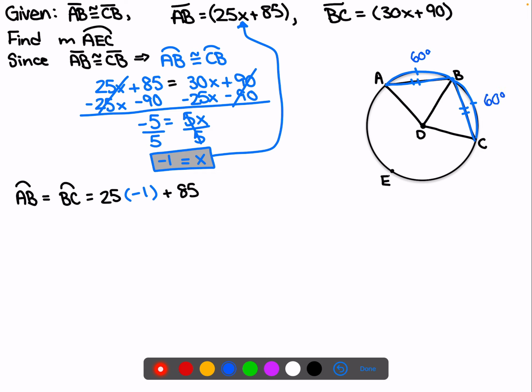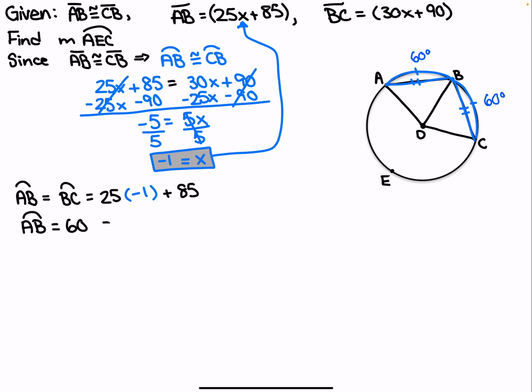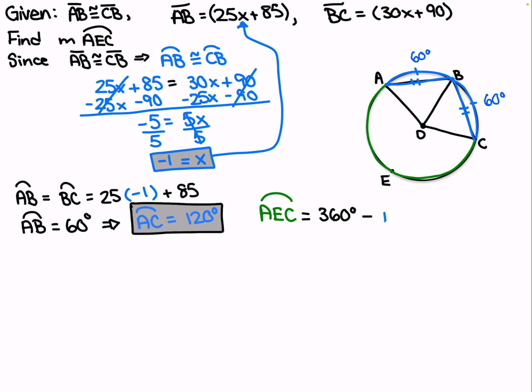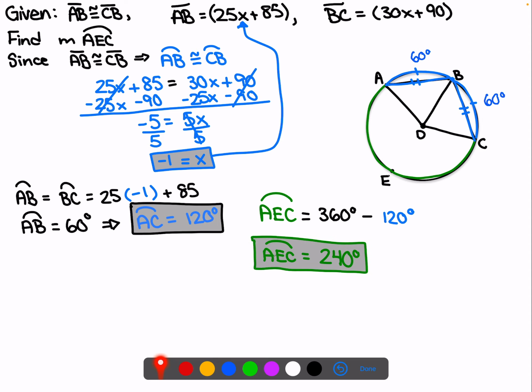And at this point, we should be able to find arc AEC, because if there's a full 360 degrees in a circle, we're already using up 120 for arc AC, so therefore 360 minus 120 will give us arc AEC. Let's go ahead and enter that into our calculator. 360 minus 120 will give us 240 degrees. And that is our final answer.